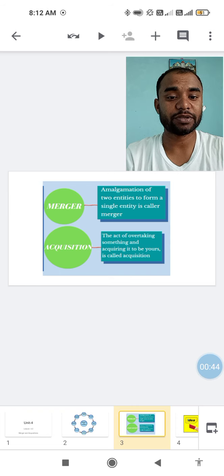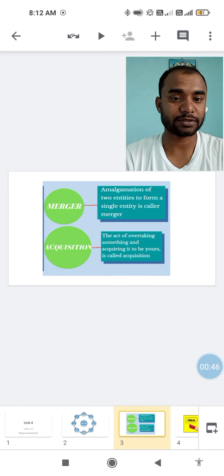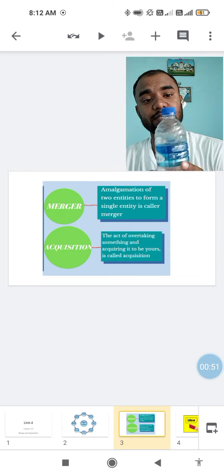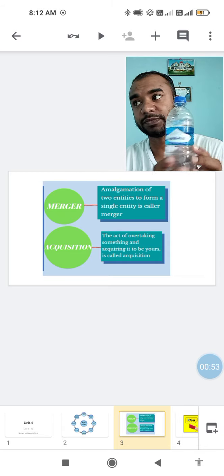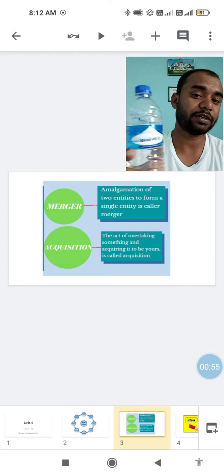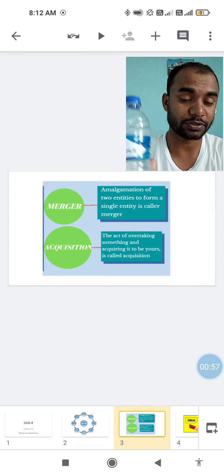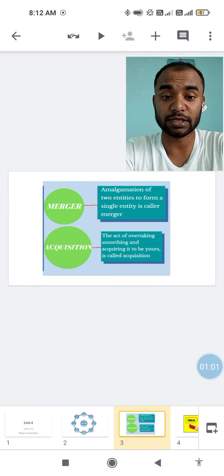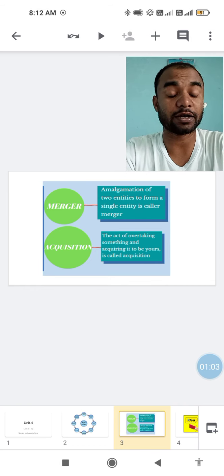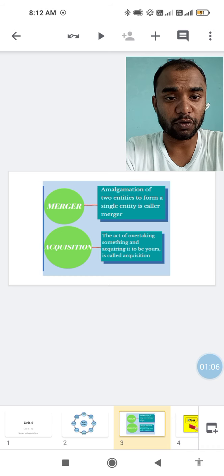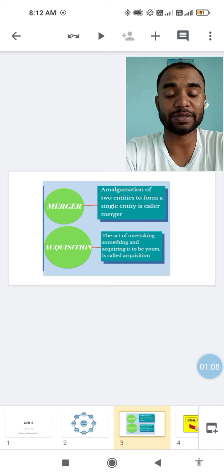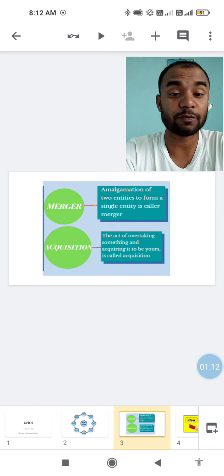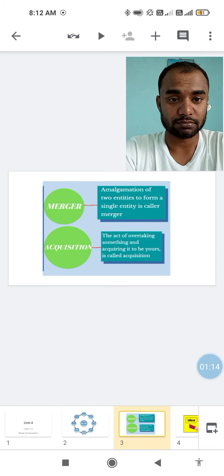But acquisition is something where you overtake something. Suppose this is a water bottle with some living water. Now if this living water is taken over by dewdrops, which is also a mineral water, then that will be an example of overtake, acquisition. It may be because of loan, it may be because of failure of business, and winding up of business. All these things may lead to acquisition.